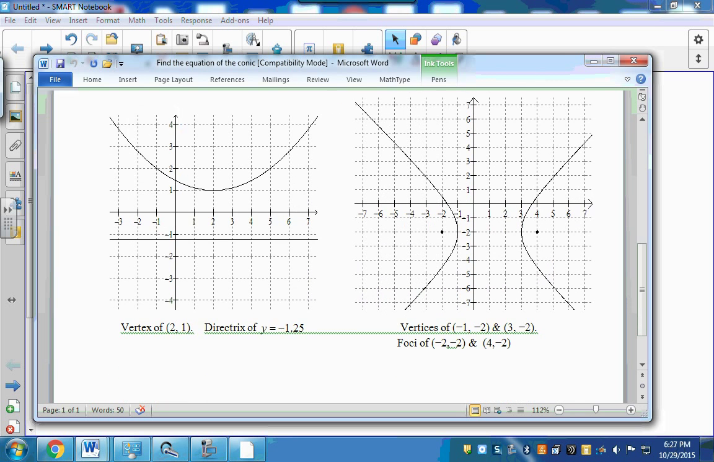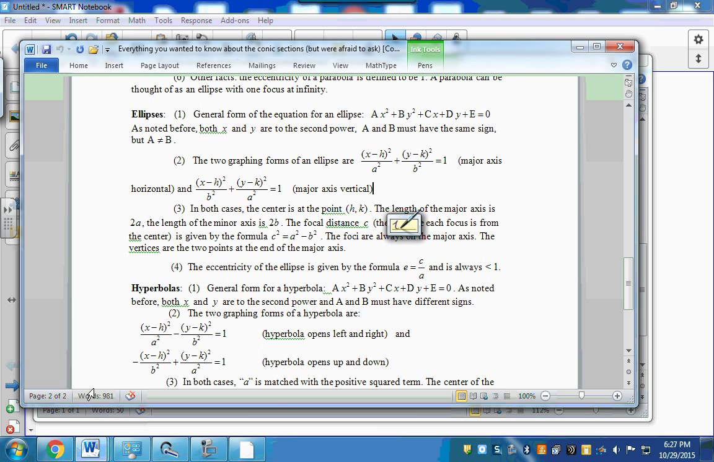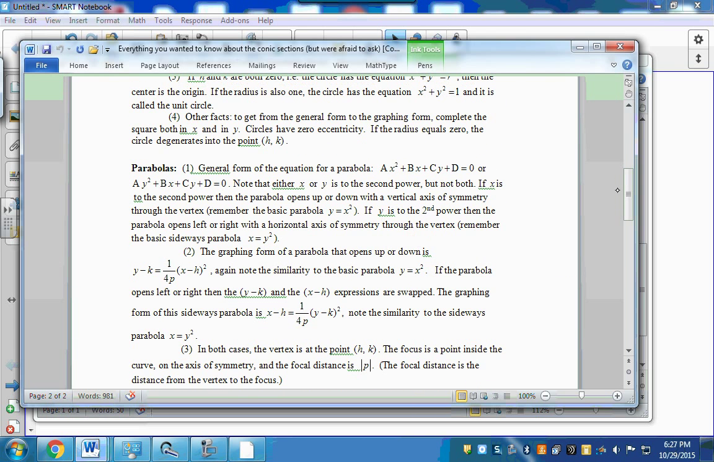So if we look at the information here, we have a vertex given and we have a directrix, which is this line down here below the x-axis at y equals negative 1.25. You also have your handout, Everything You Wanted to Know About Conic Sections But Were Afraid to Ask. Parabolas, we have two different varieties. The type that open up or down would be this number 2 here. And so this is a parabola that opens up.